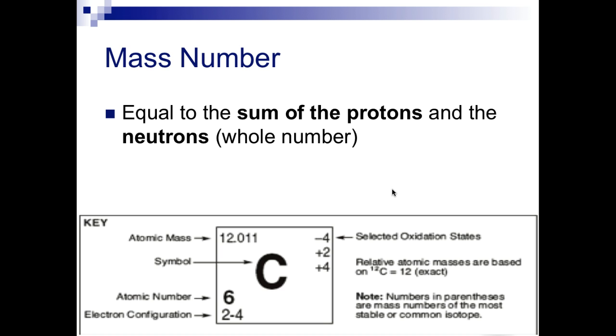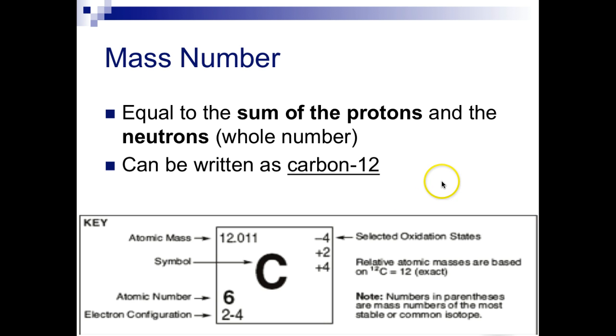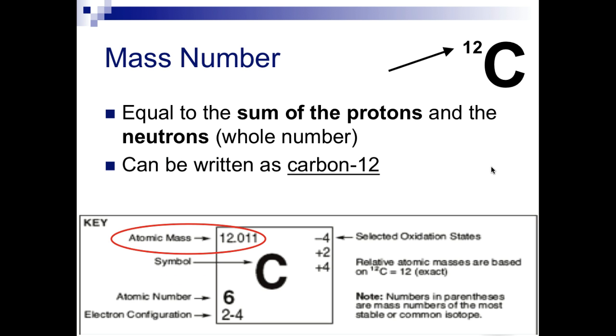Now the mass number. The mass number is equal to the sum of the protons and the neutrons, and it's a whole number. It can be written as the element, so in this case carbon-12. The 12 is the sum of the protons and the neutrons. So carbon has a mass number of 12. What we did is we took the atomic mass off the periodic table and rounded it to a whole number. That should make sense: 12.011 rounded to a whole number is 12.